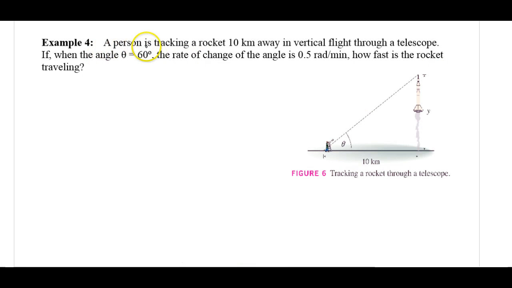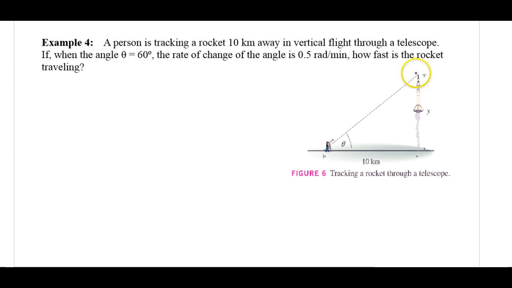All right, example four. A person is tracking a rocket 10 kilometers away in vertical flight through a telescope. If when the angle theta is 60 degrees, the rate of change of the angle is 0.5 radians per minute, how fast is the rocket traveling?